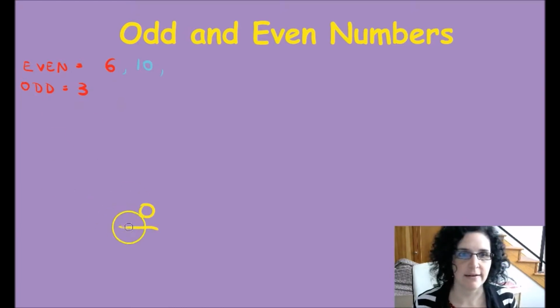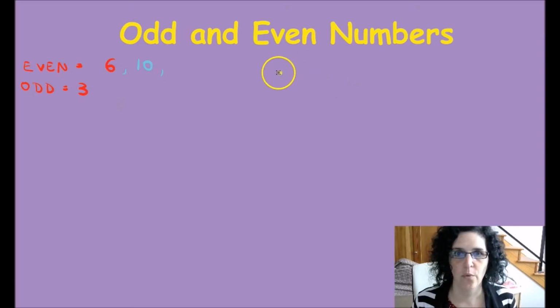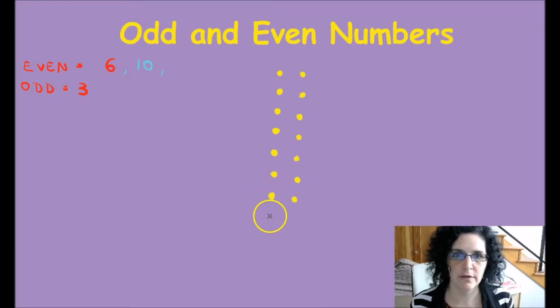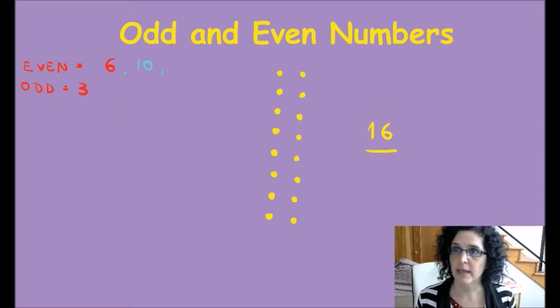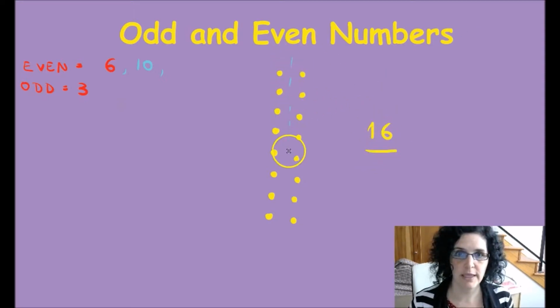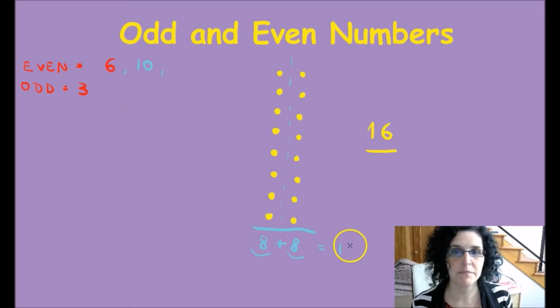I'm going to erase the stem here. Take a look at 16. 1, 2, 3, 4, 5, 6, 7, 8, 9, 10, 11, 12, 13, 14, 15, 16. So 16 can be divided by 2 equally, and each side will give us 1, 2, 3, 4, 5, 6, 7, 8. So 8 on one side, 8 on the other side. 8 plus 8 is 16.